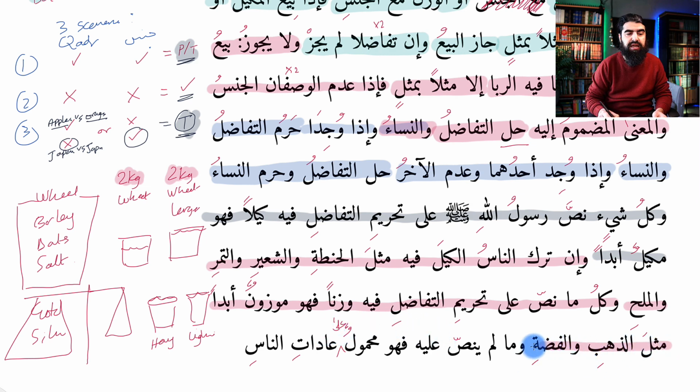مثل الذهب والفضة, ما لم ينص عليه, and anything the Prophet ﷺ has not mentioned, فهو محمول, this is treated upon the adat of the people, the habits of the people. Like rice, he didn't mention anything about how rice was dealt with in the time of the Sahaba. That's why if you want to sell rice by measure like wheat, then it's fine. If you want to sell it by weight like gold, it's fine. Yeah, you leave it like that.